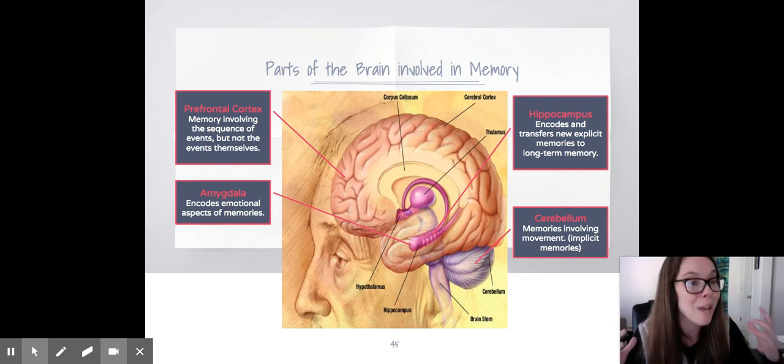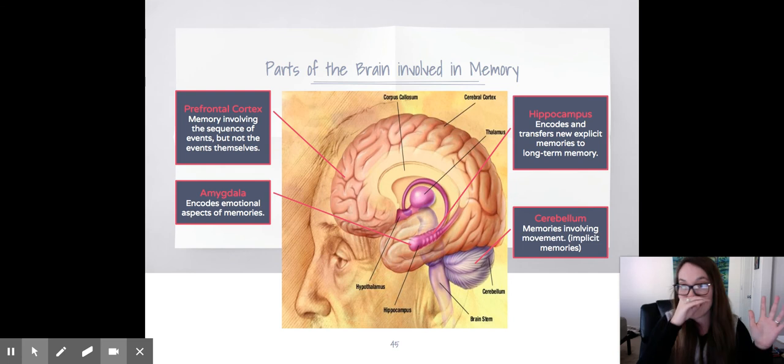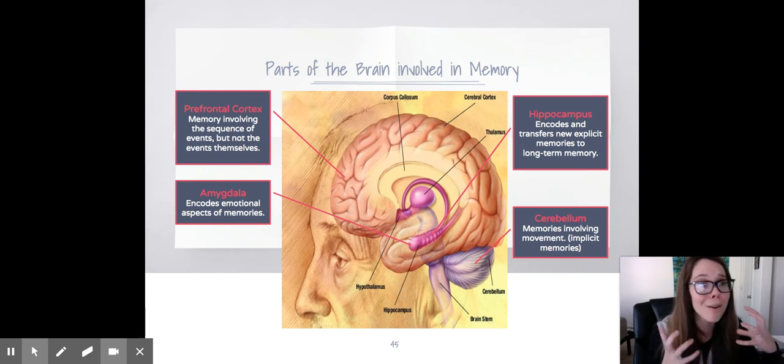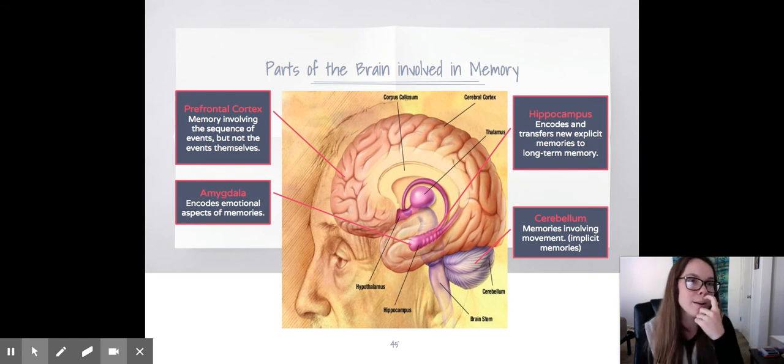Amygdala. Amy makes a comeback, my people. Amy's a part of fear, and she also helps encode emotional aspects of memory. So again, that's where our flashbulb memories happen. The amygdala has control of our emotions, and it helps out with making those emotional memories. The hippocampus is where we store our explicit memories, and the cerebellum is where implicit memories lie, okay?